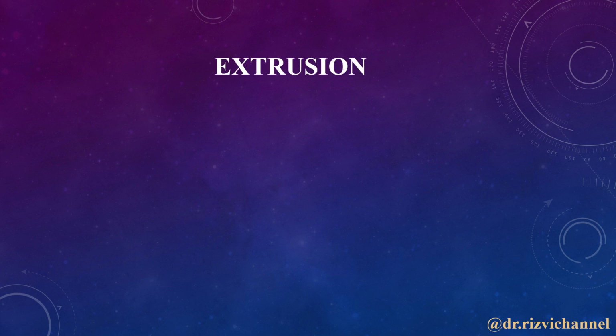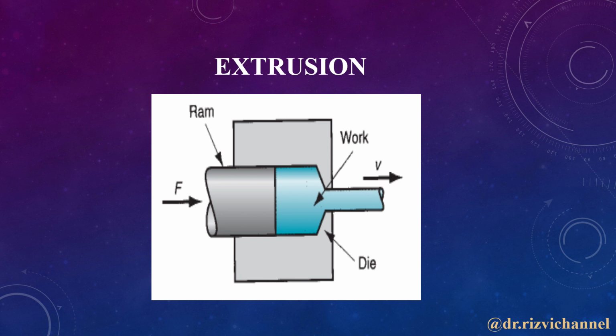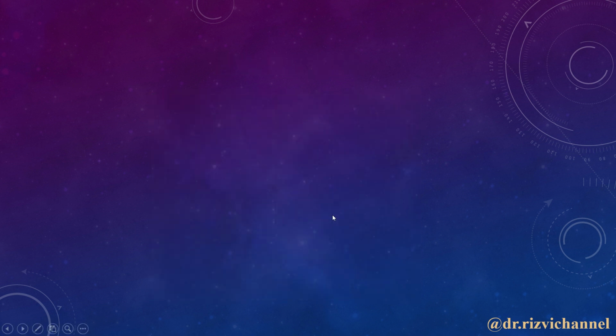Next process is extrusion. Extrusion is the process when we push the work or the metal through the ram into the die and it acquires the shape of the die and deforms accordingly. This is the die, this is the ram. When we force the metal through the die, it will take the shape of the die. Here is the die hole and it will take the shape of the die.